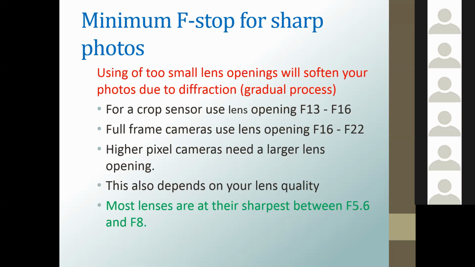And it's important to notice that most lenses are at their sharpest between f5.6 and f8. So if you can do focus stacking, you can use your lens at its sharpest f number. You can shoot all your photos at f5.6 to f8, and then just stack them together to get everything in focus. So you will end up with a sharper picture.